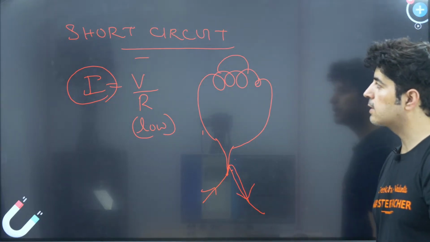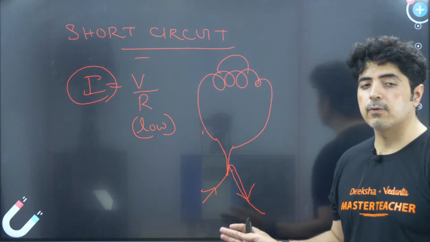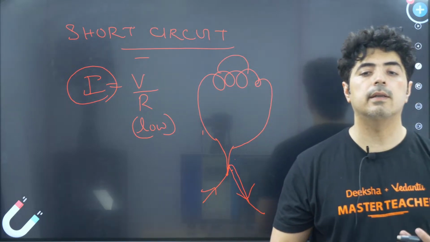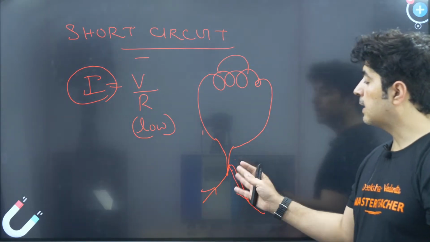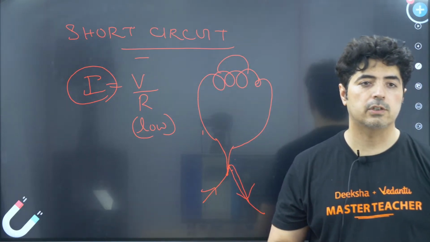Okay, so this is a short circuit. How to prevent a short circuit? Because of this, when high current flows, what happens? The heating effect of current, the wire gets really heated, a lot of heat comes into play and it catches fire, and we have a fire everywhere. That's what happens in a short circuit.